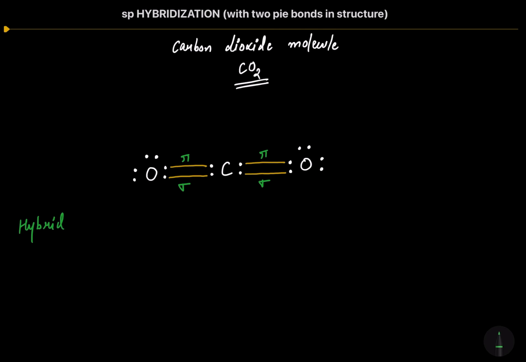hybrid orbitals only form sigma bonds but not the pi bonds.